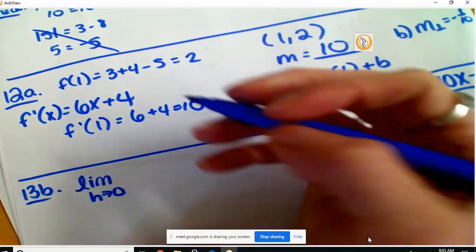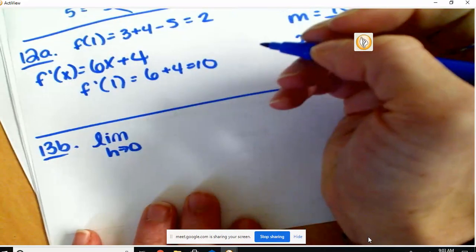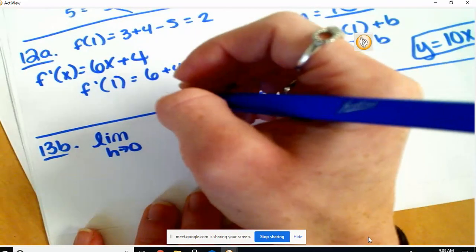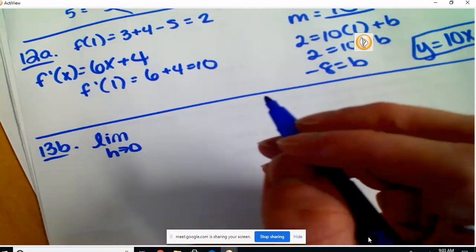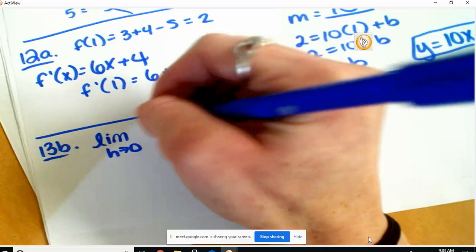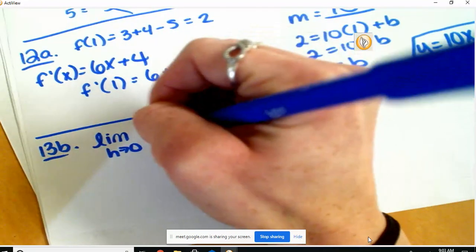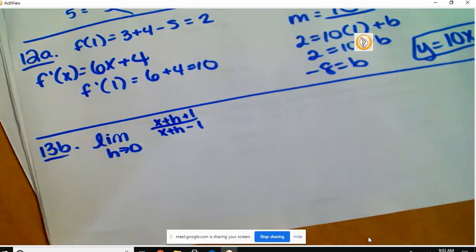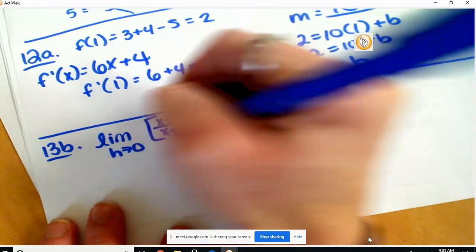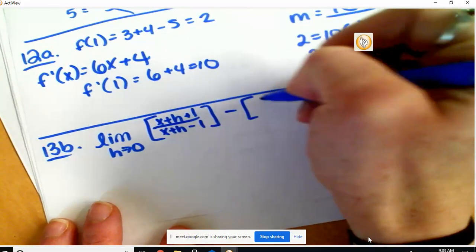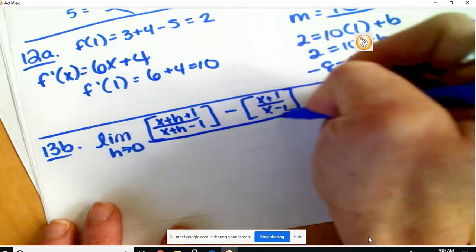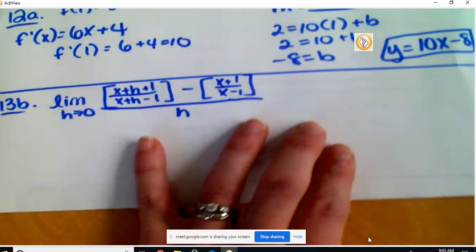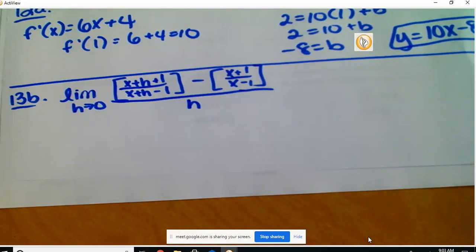So your function was x squared plus 5 on top, right? This was the big, or no, we're on part B. So our function was x plus 1 over x minus 1. So x plus h plus 1 over x plus h minus 1, minus f of x, so x plus 1 over x minus 1, all over h. I will probably ask you to do one definition of derivative question on your final. Okay? So far, so good?